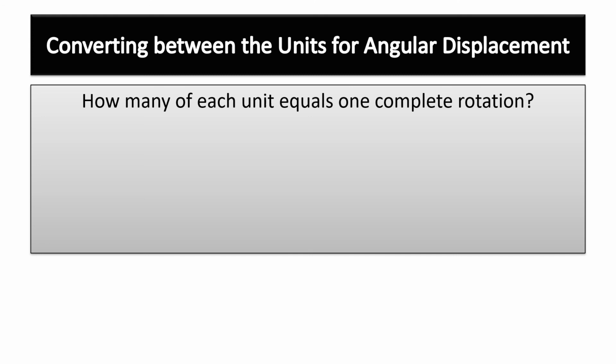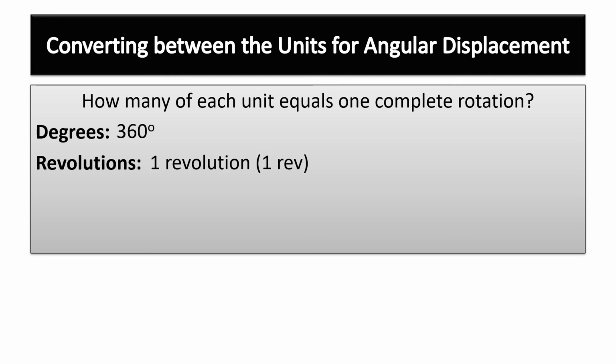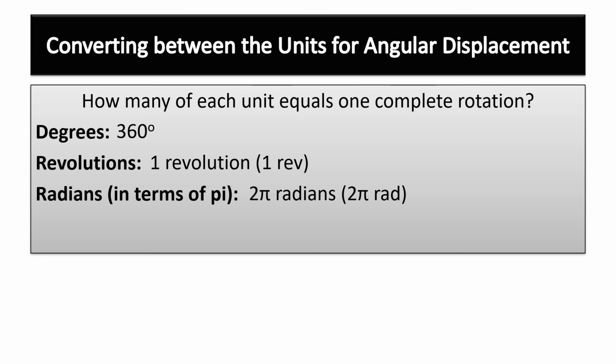So anyway, how many of each unit equals one complete rotation? Think about it. How many degrees is one complete rotation? 360 degrees. And how many revolutions is one complete rotation? One revolution. And do you know how many radians in terms of pi is one complete rotation? 2 pi radians is one rotation.